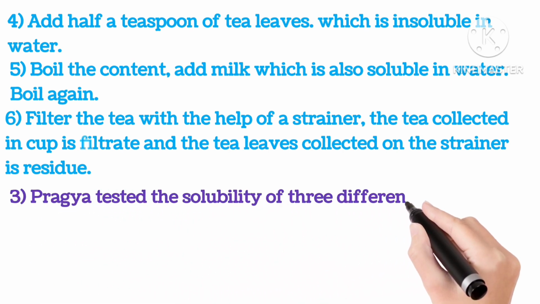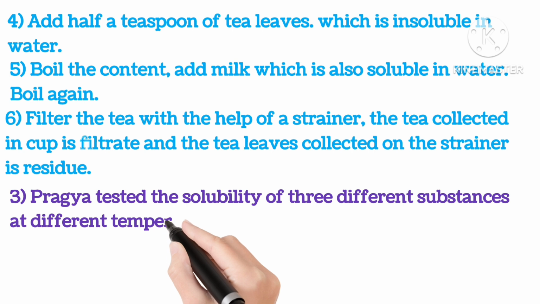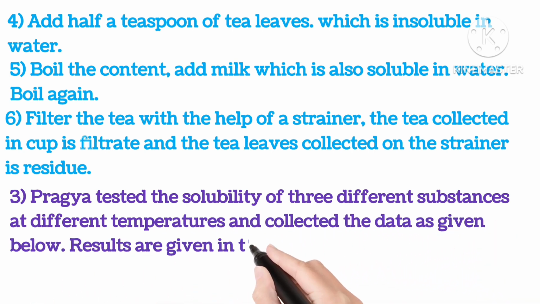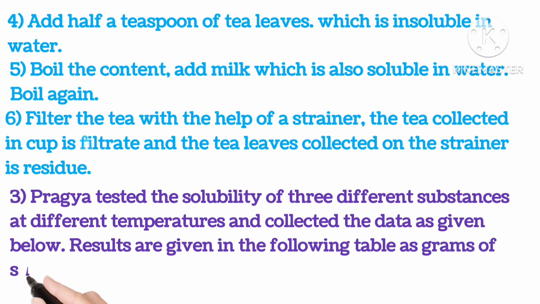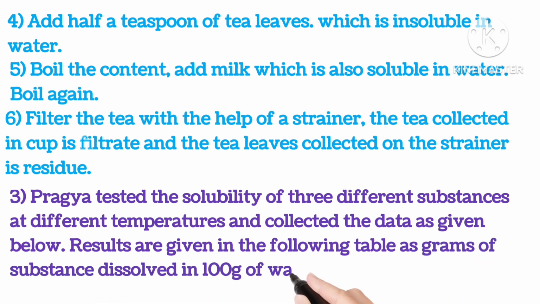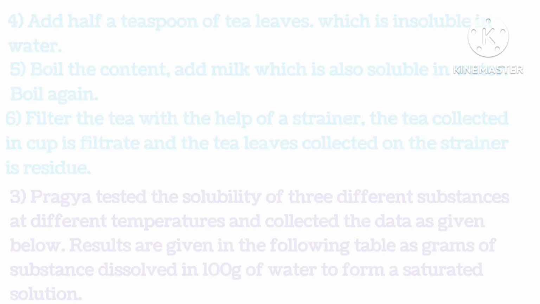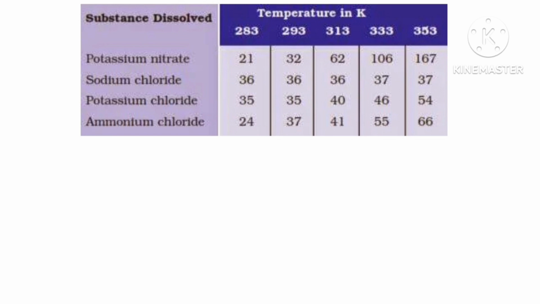Pragya tested the solubility of 3 different substances at different temperatures and collected the data as given below. Results are given in the following table as grams of substance dissolved in 100 grams of water to form a saturated solution. You can see the table here.